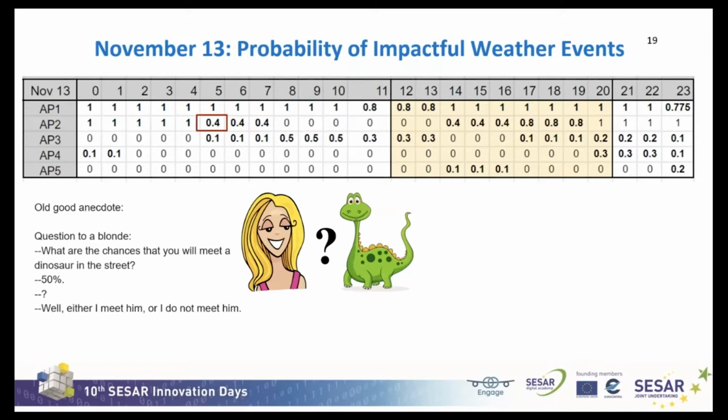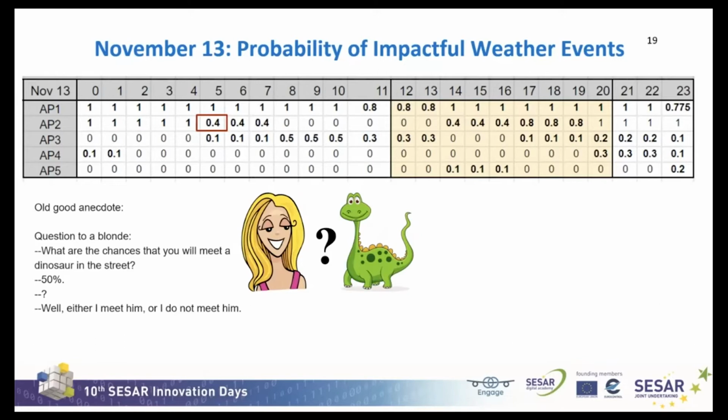Looking at the table, we can conclude that for some cells, we should take into account the weather for sure when the value is equal to 1, or we can ignore any weather events when we have zeros. But for all the intermediate values of the probabilities, we need to decide what to do. And what does it actually mean that we have some probability of some impactful weather event at the airport during this hour?